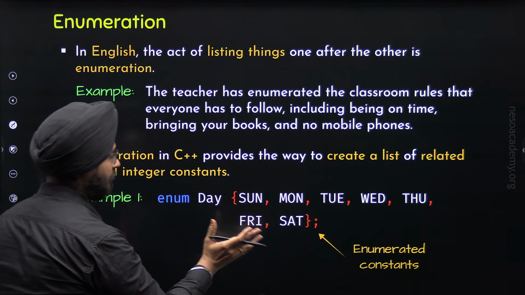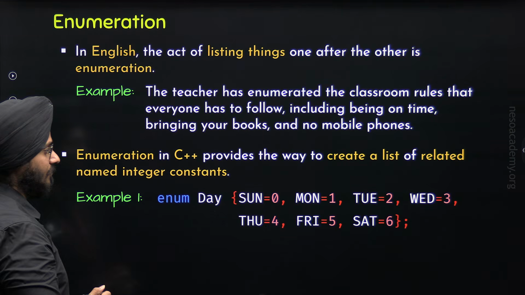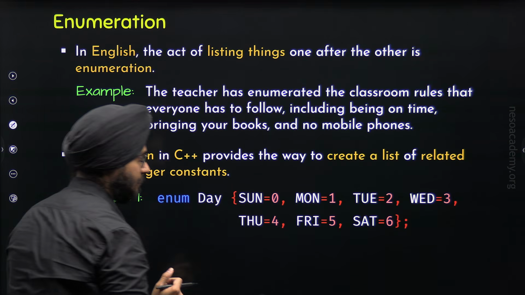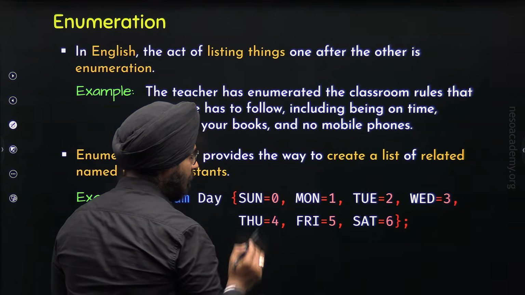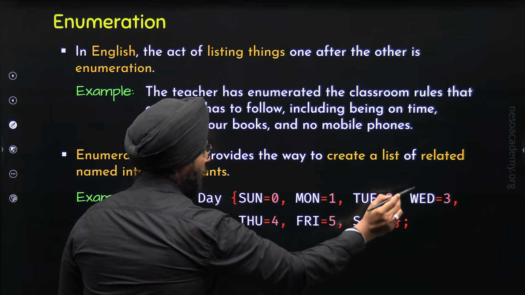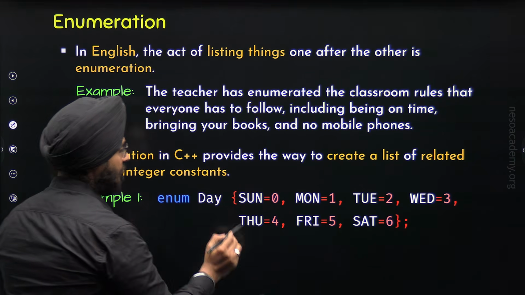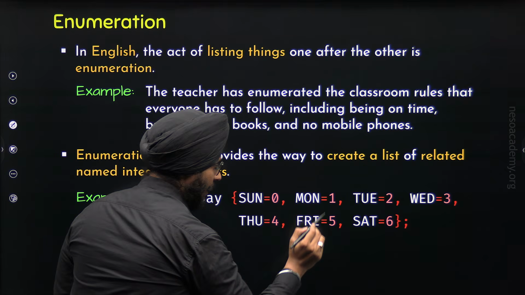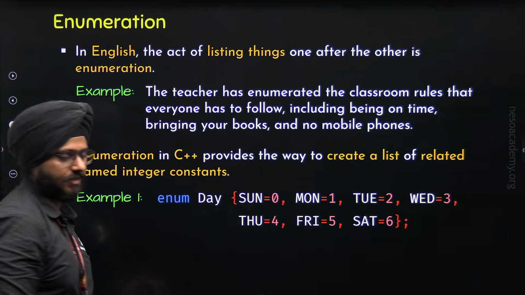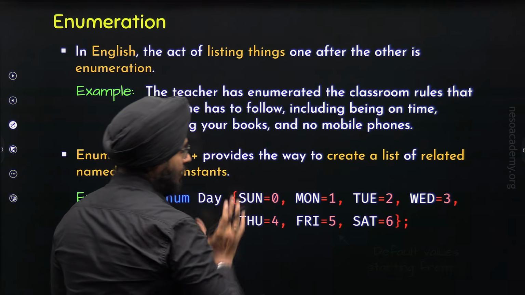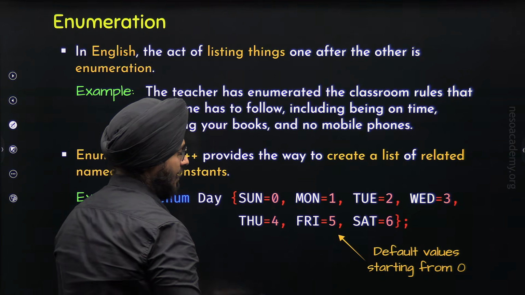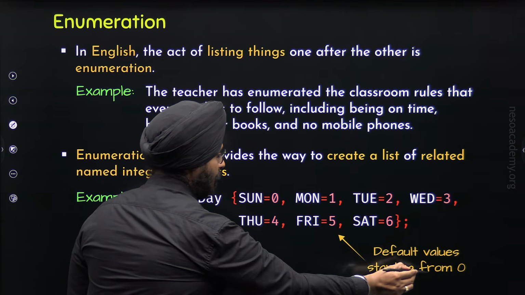So we can think of this list like this. This is how we can imagine this list. Sunday will receive value 0, Monday will receive 1, Tuesday will receive 2, Wednesday will receive 3, Thursday will receive 4, Friday will receive 5, and Saturday will receive 6. These values are provided by default. This is what I have written here. Default values starting from 0.